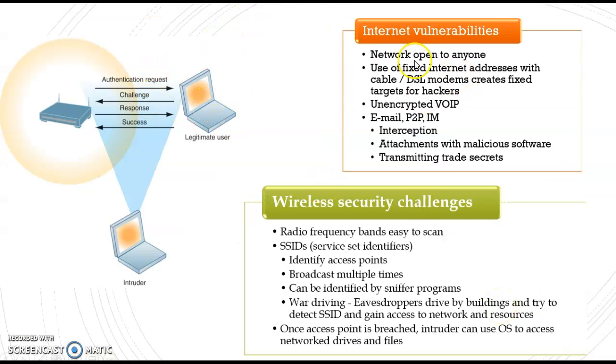So this is the internet vulnerability. What happened to our internet? Because the internet, as we call it, has no gap, it is open to anyone who wants to use it. So there is use of fixed internet addresses with cable, and then they have DSL. DSL is a digital subscriber line, so it is a part of a modem. So they have a fixed target for hackers, unencrypted VoIP.